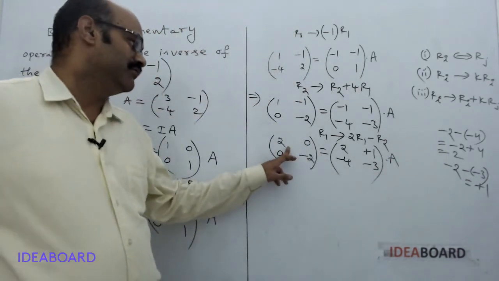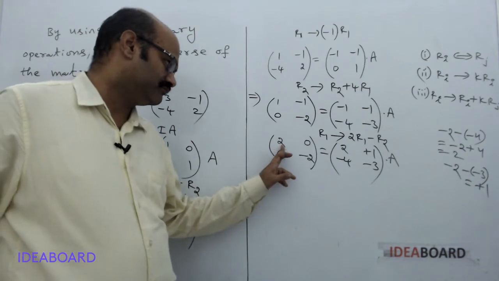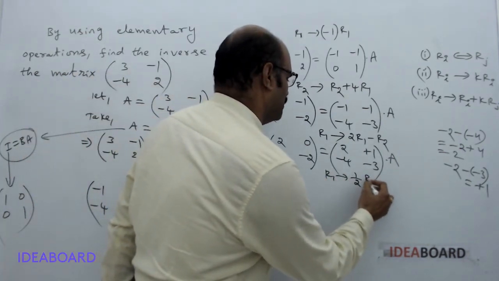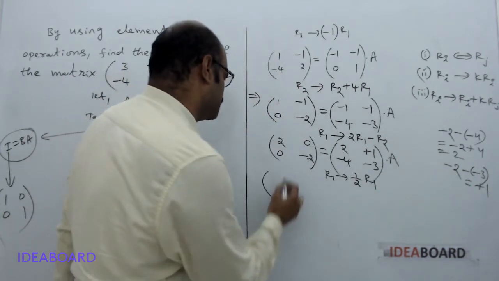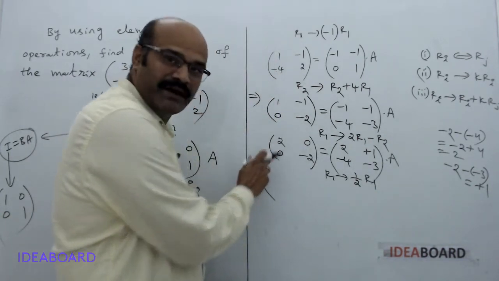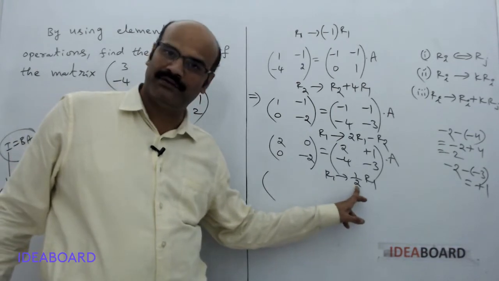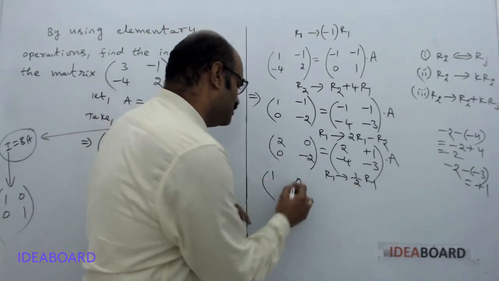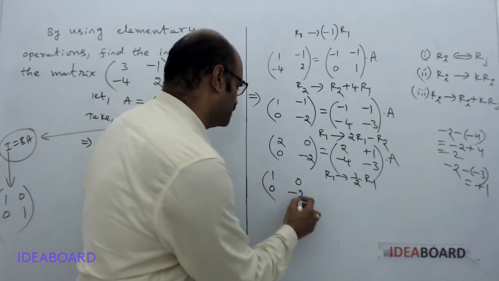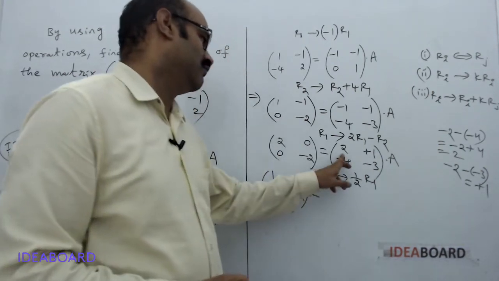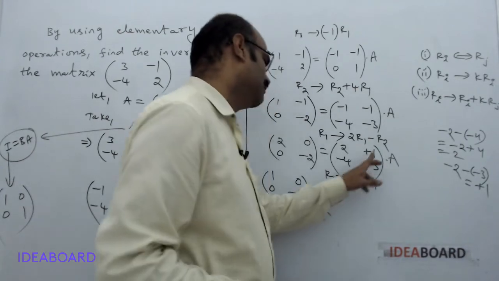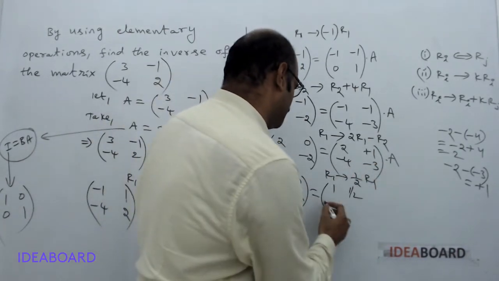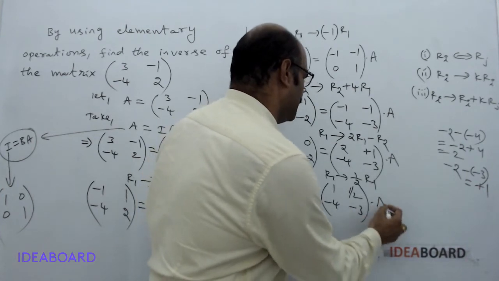Now you have to take R1 implies 1 by 2 into R1. Then it becomes, multiply this one by 1 by 2. So 2 into 1 by 2 will always be equal to 1. 1 by 2 into 0, 0. So 0 minus 2 equal to 1 by 2 into 2, 1. 1 by 2 into 1, 1 by 2. Now R2 same, minus 4, minus 3 into A.